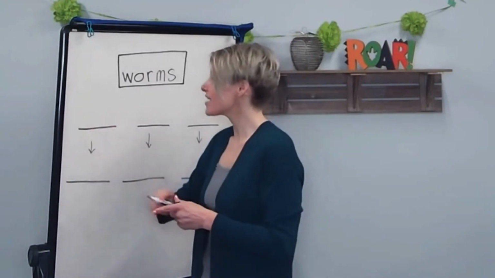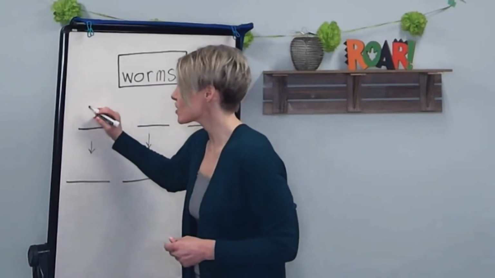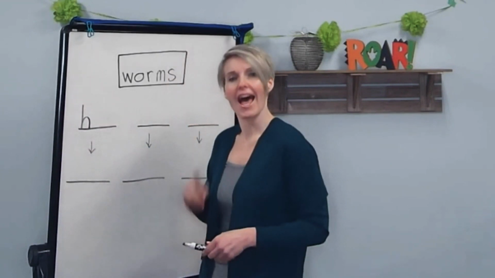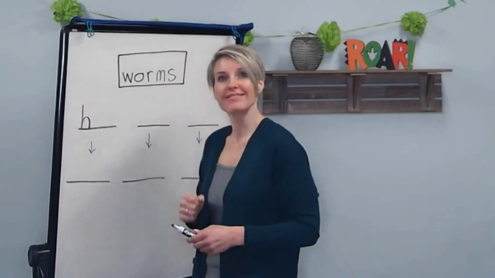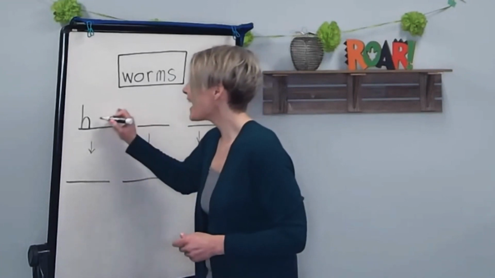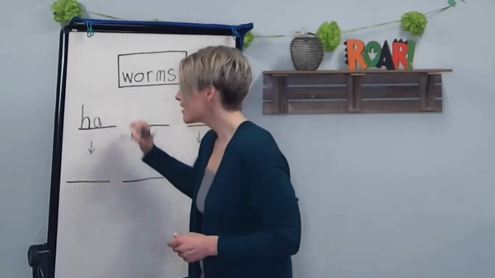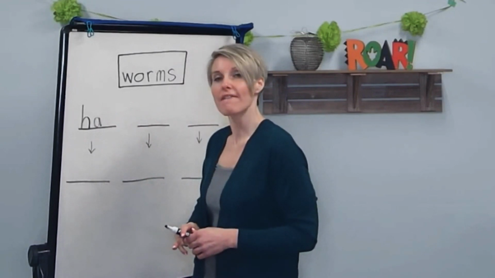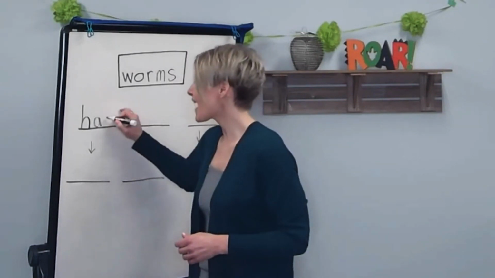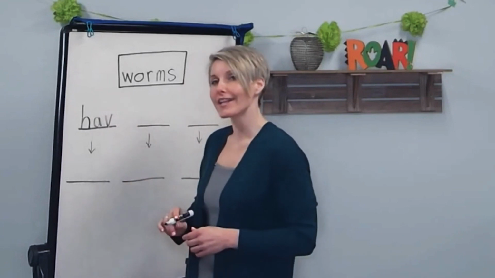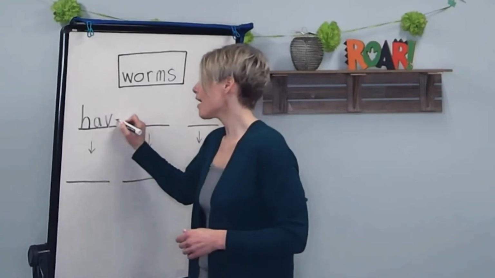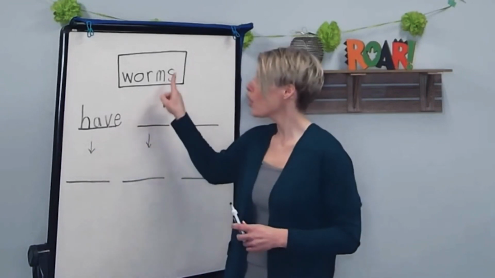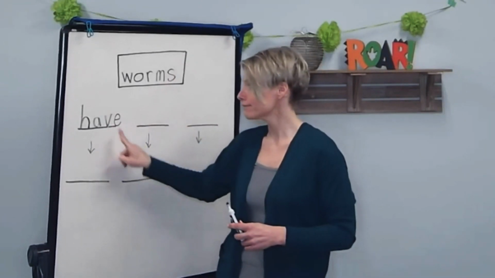The first sound was, that's H. Do you know what letter makes the sound? Yeah, A. A makes the sound. What's the next sound? That's V. But I know the word have also has an E on the end. That's the word have. Worms have.